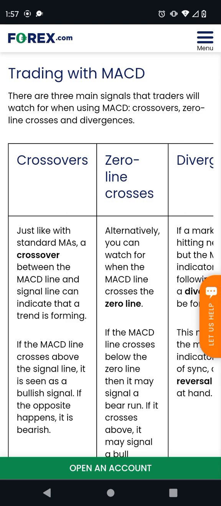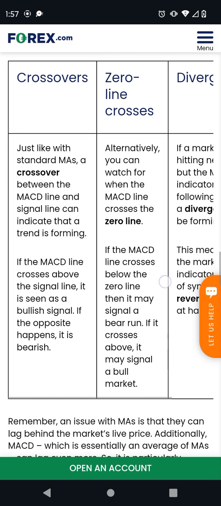Trading with MACD. There are three main signals traders will watch for when using MACD: crossovers, zero-line crosses, and divergences. Crossovers. Just like with standard MAs, a crossover between the MACD line and signal line can indicate a trend is forming. If the MACD line crosses above the signal line, it is seen as a bullish signal. If the opposite happens, it is bearish.